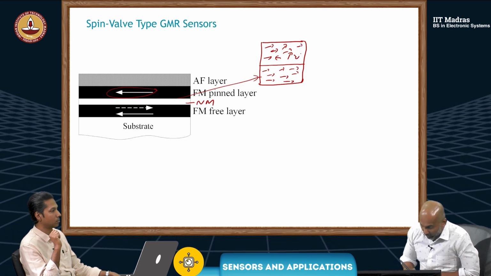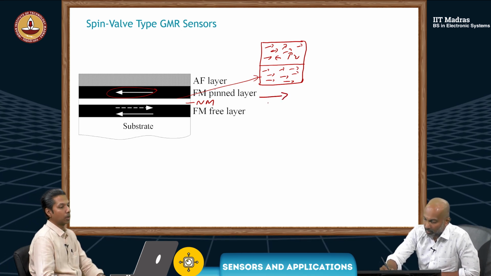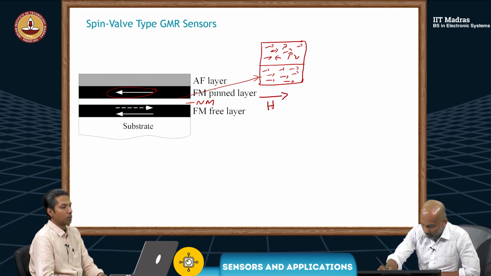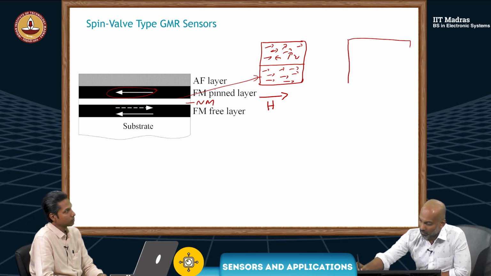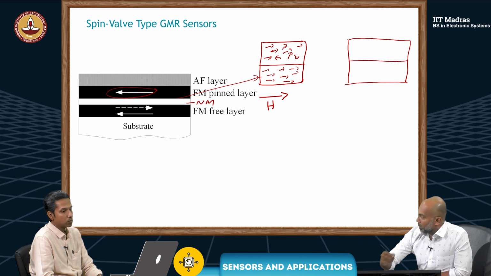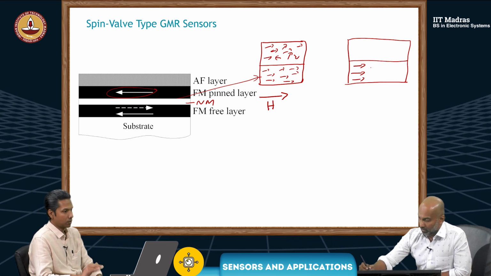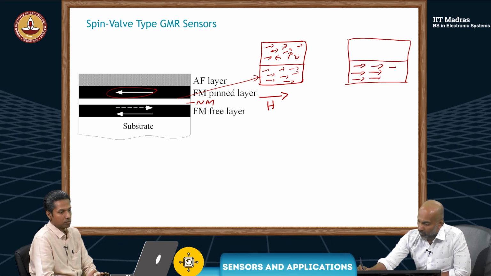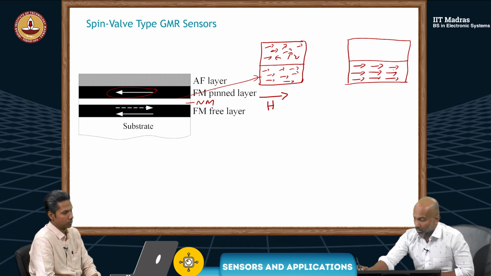Now, when you apply a magnetic field in this direction, what's going to happen to this? Obviously, these ones are going to be in that direction, because it's a ferromagnetic layer. So it just remains in that direction.